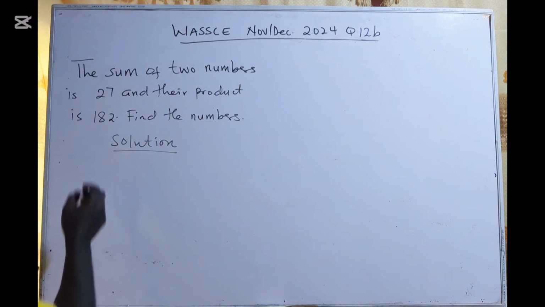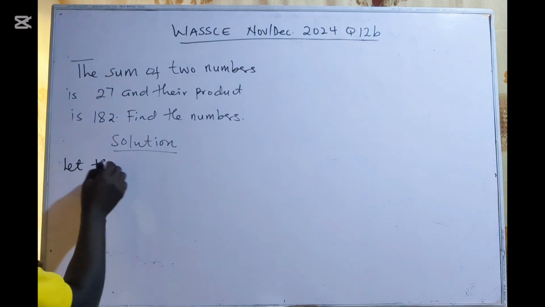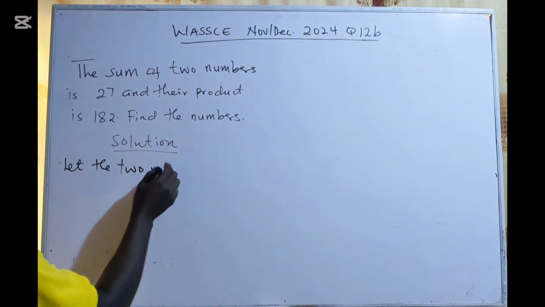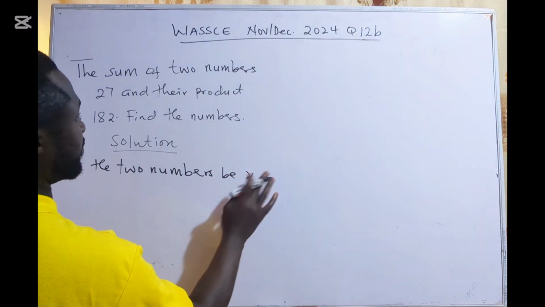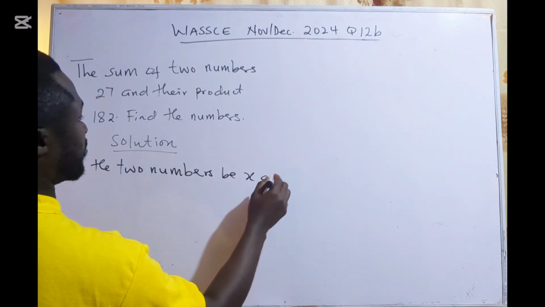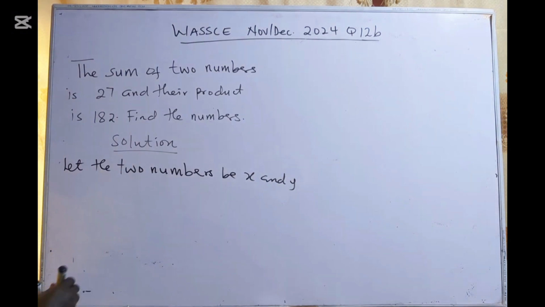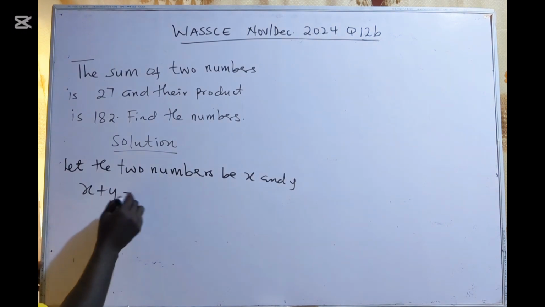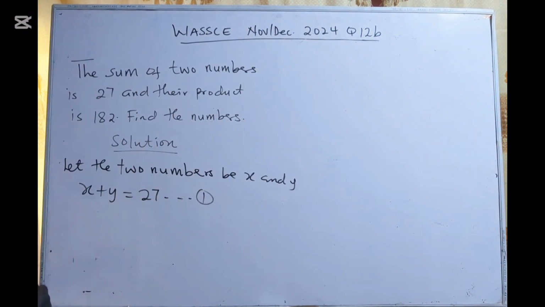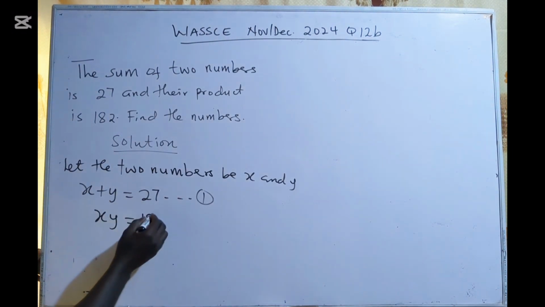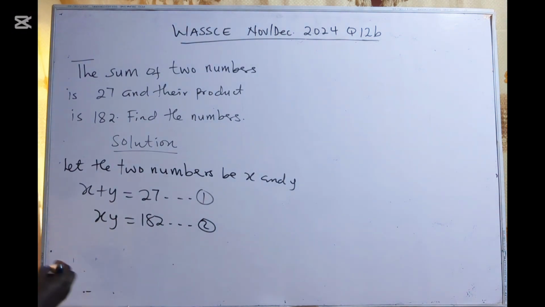So let the two numbers be x and y. If the two numbers are x and y, you say their sum is 27. So x plus y will give me 27. Equation 1. And their product is 182. So multiply xy, it will give me 182. Equation 2. So how do I solve this particular question?